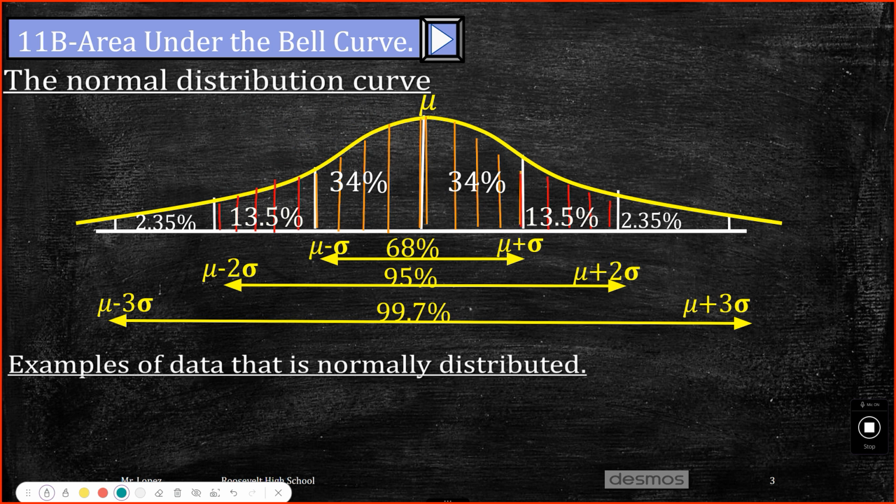Examples of data that is normally distributed: the SAT results, scores on a math test, could be an IQ test. You take an IQ test, the average on the IQ test. What do you think is the average on an IQ test? 100 is the average. We're going to go over that in a bit.